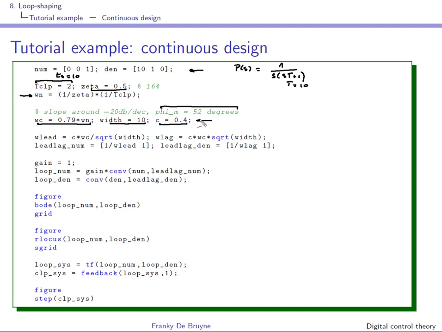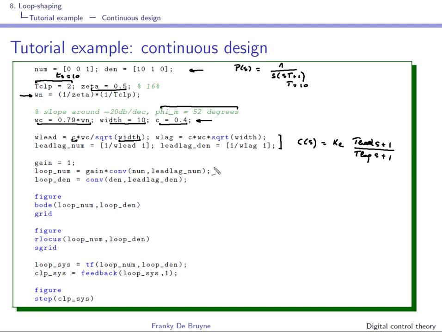In order to impose 52 degrees phase margin at omega c equal to 0.79 radians per second, W should be 10 and c should be 0.4. So this is the way you introduce your controller. Here we take a gain of 1. And so this is the controller: T lead s plus 1 over T lag s plus 1. You can see here that 1 over T lead is parameterized by c and W, and you have something similar with 1 over T lag.